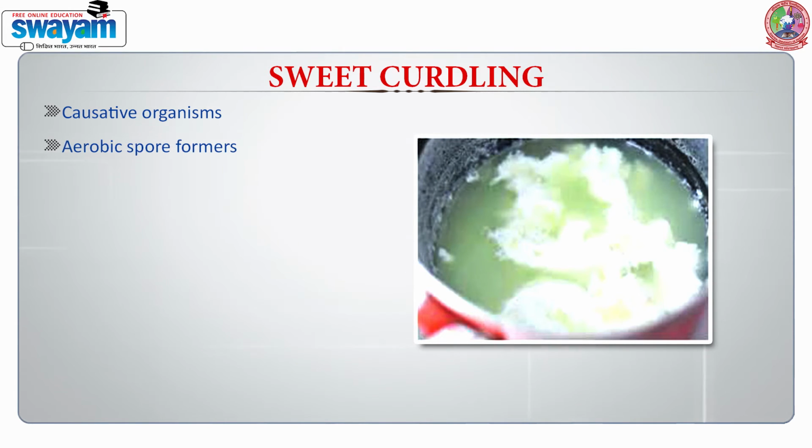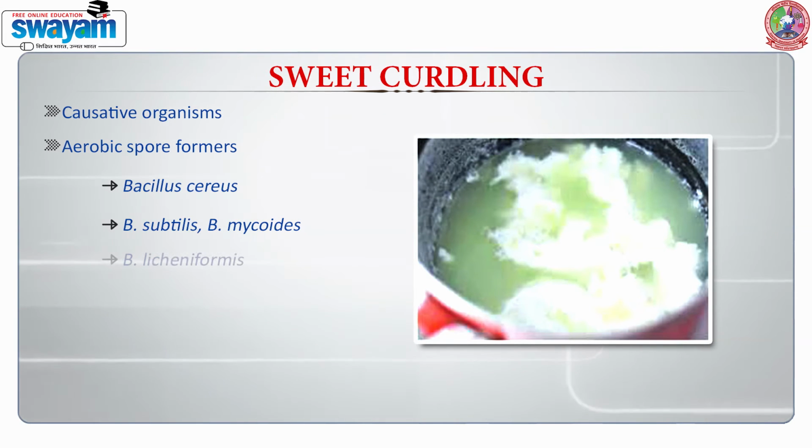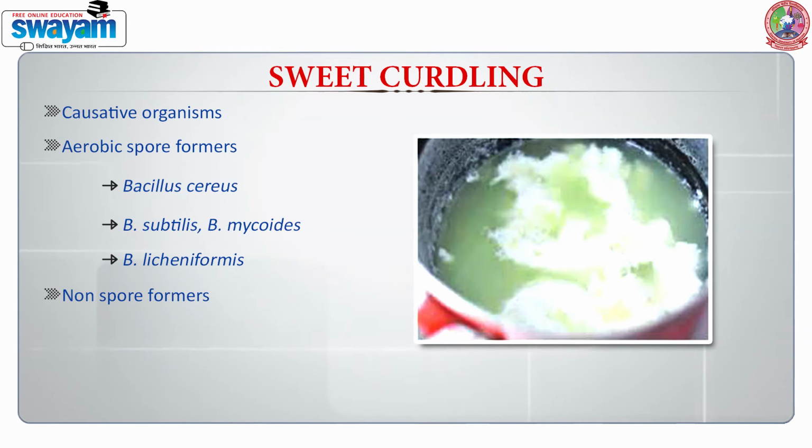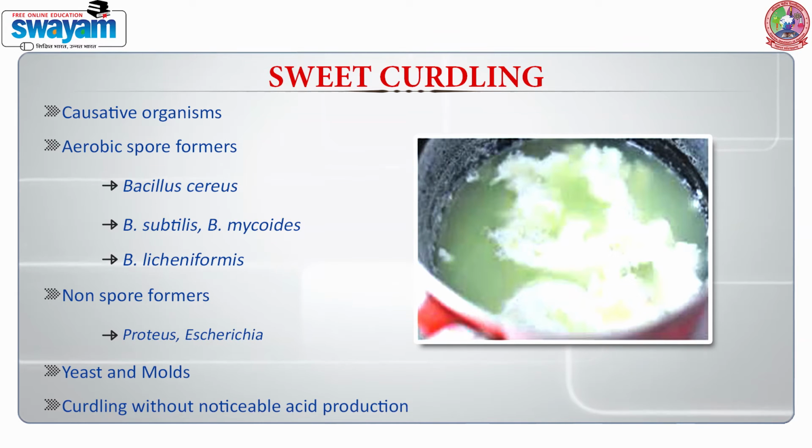When we talk about sweet curdling, we see a role of a large number of microorganisms which can be the aerobic spore formers such as Bacillus cereus, Bacillus subtilis, Bacillus mucoides, Bacillus licheniformis, and also non-spore formers like Proteus, E. coli and even yeast and molds. Why is this known as sweet curdling? Because no acid has been produced, but still there is curdling of the milk.